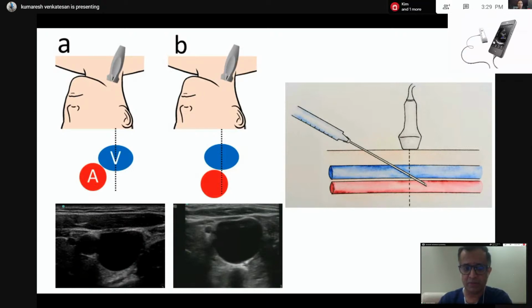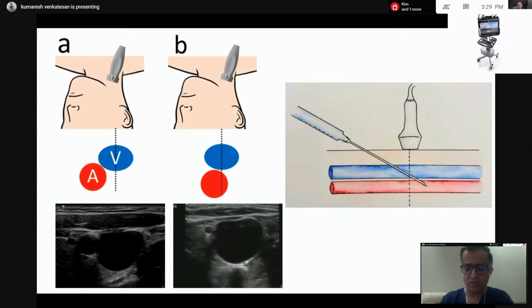In this example, you can see the internal jugular vein. In this area, it overlies the artery. And again, if you see that, go along the length of the vein and see whether the relationship between the artery and the vein changes, and then choose to puncture the vessel where the vein is not overlying the artery. In that way, you can minimize complications.